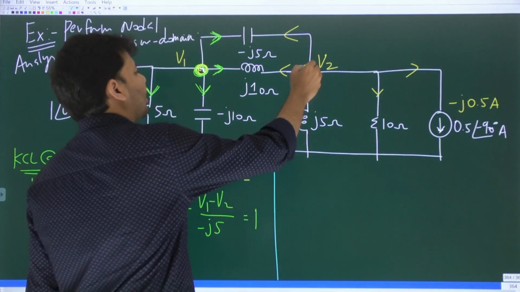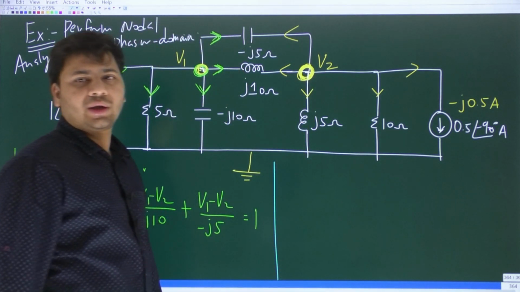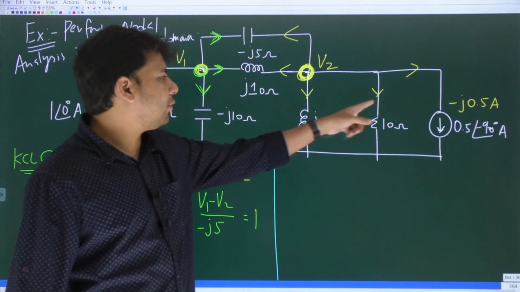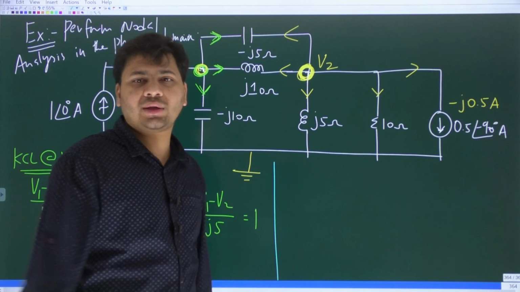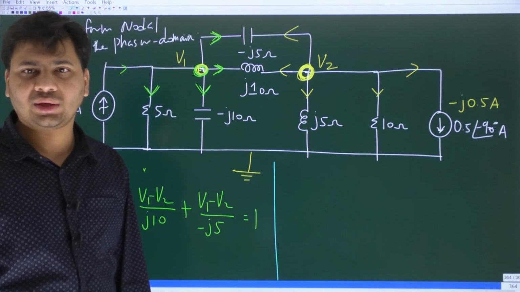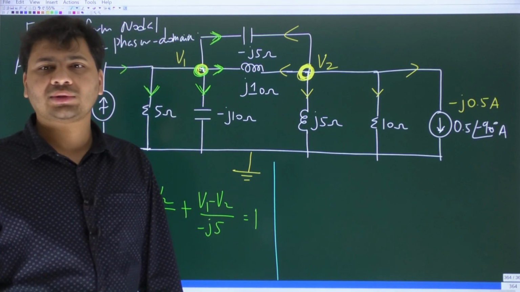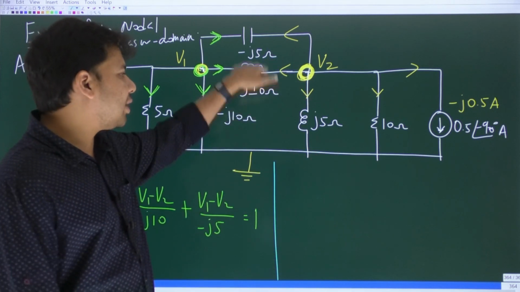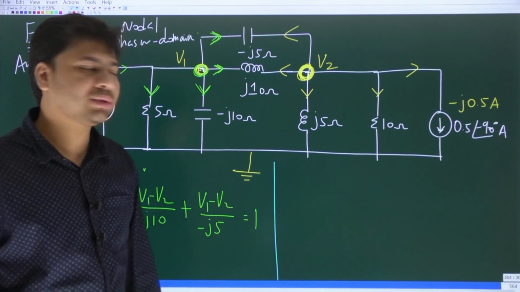Now again, how many currents are flowing at this node? Clearly 5 currents are flowing at this node: 1, 2, 3, 4, 5. And you can see that all the 5 currents are leaving the node. So what is KCL going to be at this node? Sum of the 5 currents is going to be 0.